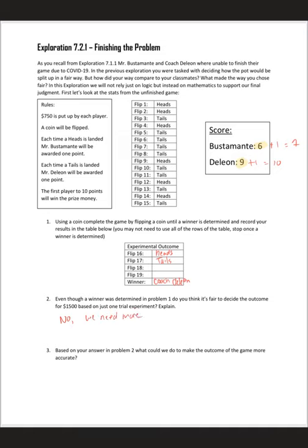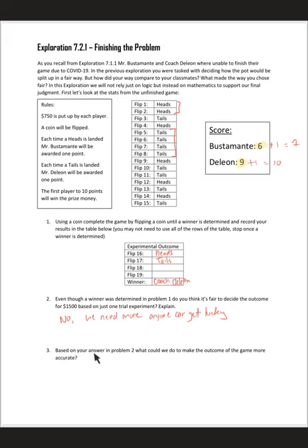Because anyone can get lucky, right? And what I mean by that is, again, we have these instances where we have multiple heads in a row, multiple tails in a row. So if I were to get lucky and get multiple heads in a row, at least 4, I would win the game. Okay, so hopefully that helps you out with that one.